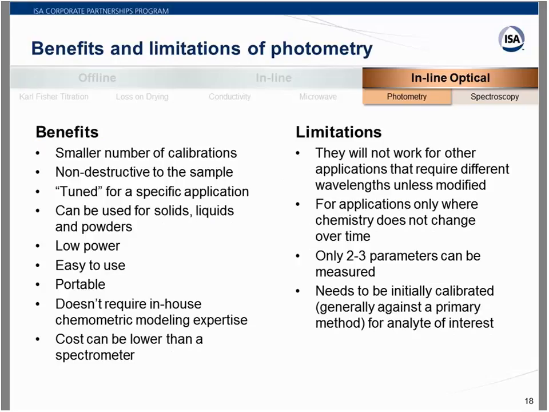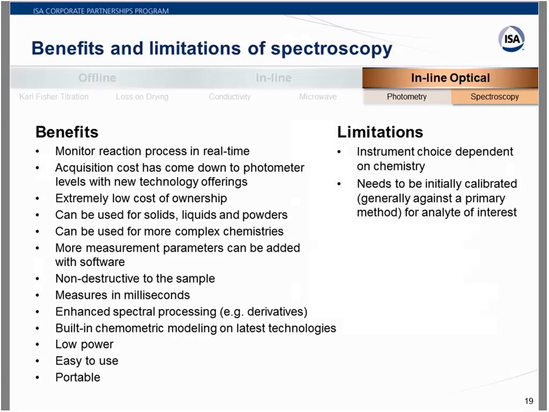The limits: they will not work for applications that require different wavelengths. If you have different materials in your product, they may respond differently to the photometer. They are only good for applications where the chemistry, the matrix, does not change over time. Typically only one parameter is measured, but they can be expanded to 2 or 3 parameters, and they need to be initially calibrated with a pure material and then pure plus a known spike to get multiple components there.